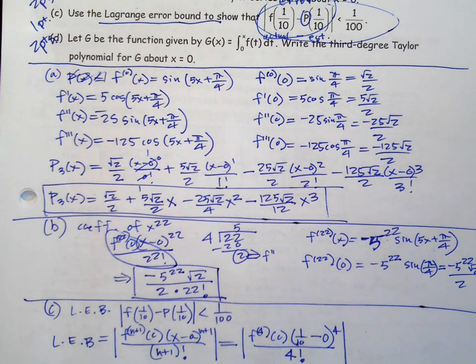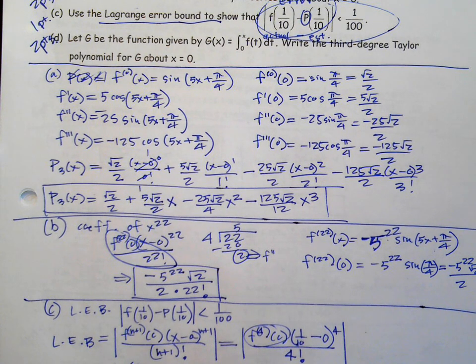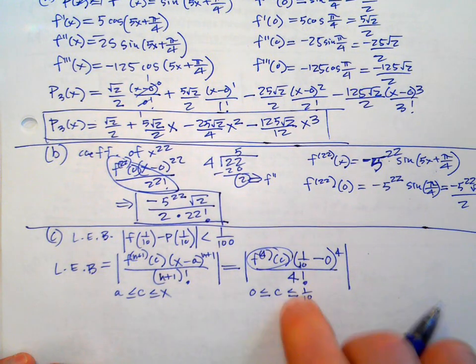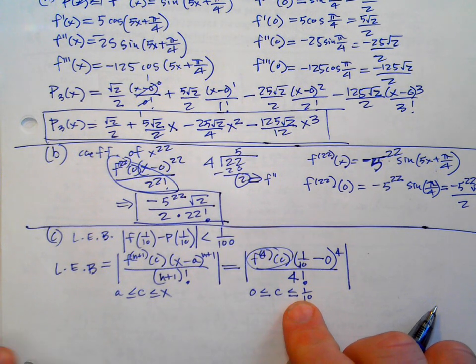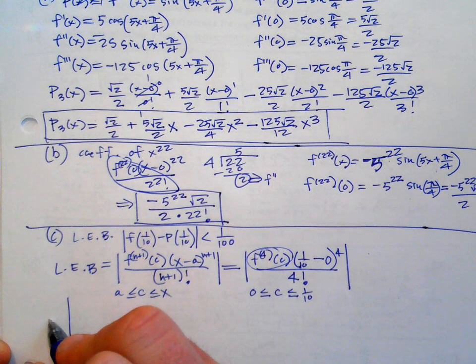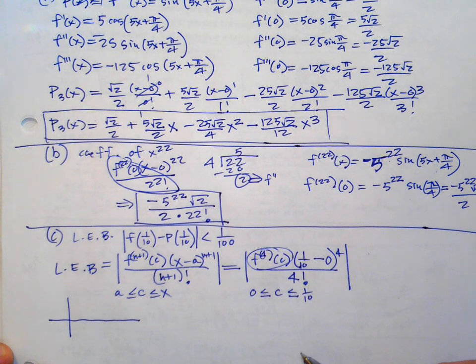And so now we've got to figure out this value here. This is where c is between the center and the value we're evaluating at. In this case, c is between or equal to 0 and 1/10. Those are things you should write down in your work. And now we've got to just figure out what that value is. So I'm going to make a little graph. I think that would be sufficient. Sometimes they actually just give you graphs, and the graph's already done for you.